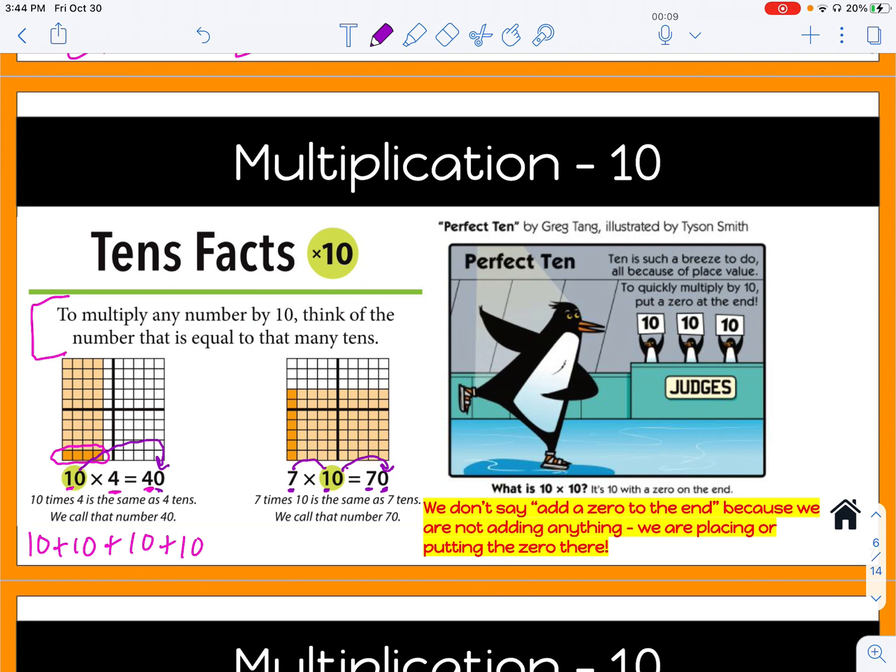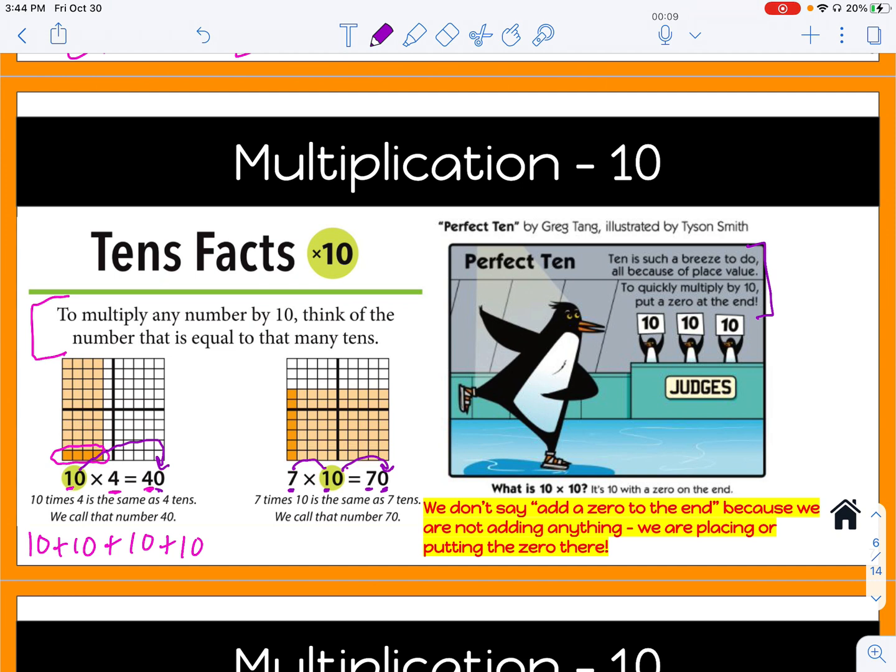So tens can be kind of nice to work with because we have been doing skip counting by tens for many years, and we're really pretty good at them. And because we're so good at them, we call them friendly numbers because they're like our friends. So if you look at this perfect 10 skating penguin guy, here's a little riddle. 10 is such a breeze to do, all because of place value. To quickly multiply by 10, put a 0 at the end.